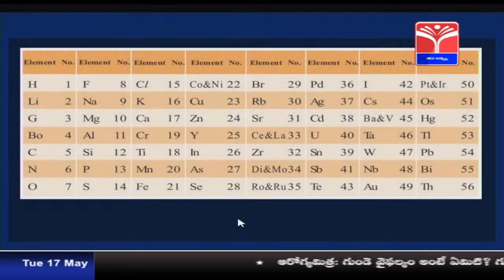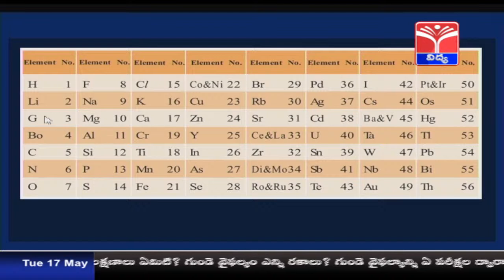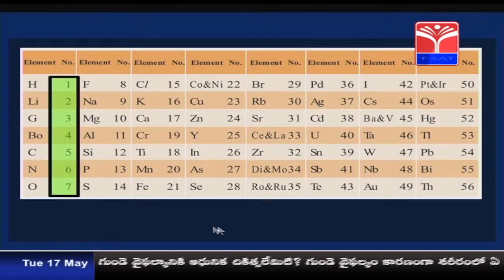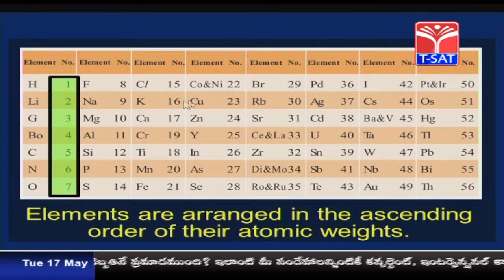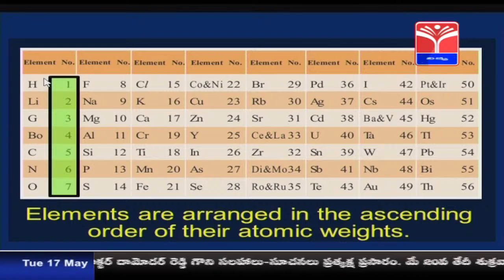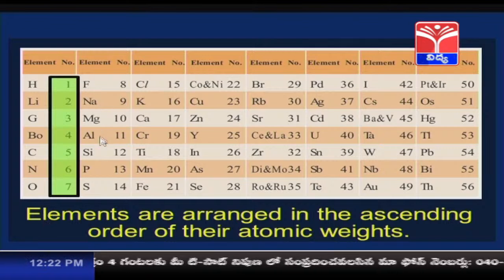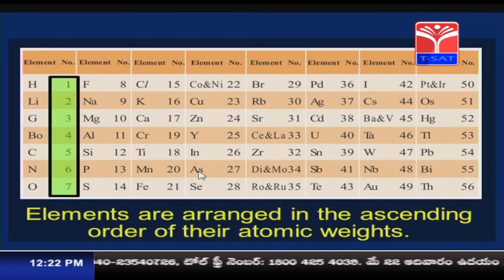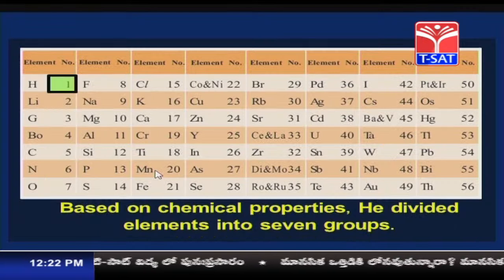Now, children, this is the periodic table given by Newlands. Here we are finding 7 groups. We see 1, 2, 3, 4, 5, 6, these are groups. Elements are arranged in the ascending order of their atomic weights. The atomic weights in a group are also continuously increasing in order: hydrogen, lithium, carbon, nitrogen, oxygen, like that. Here fluorine, sodium, magnesium, aluminum, silicon, phosphorus, sulphur, like this in every group we find that the atomic weight is increasing, that is ascending order. There are 7 groups in his periodic table.